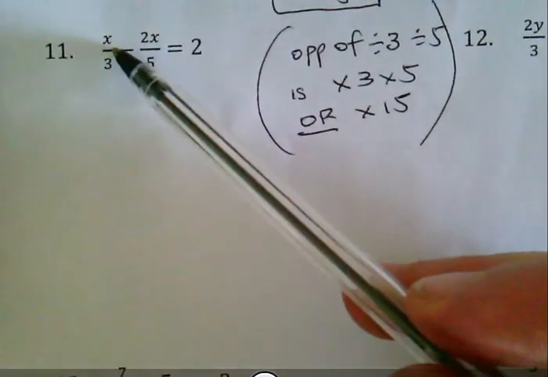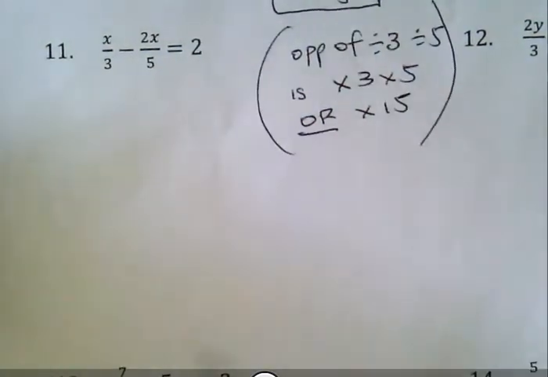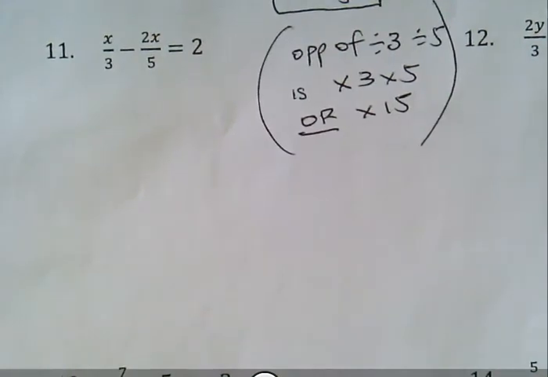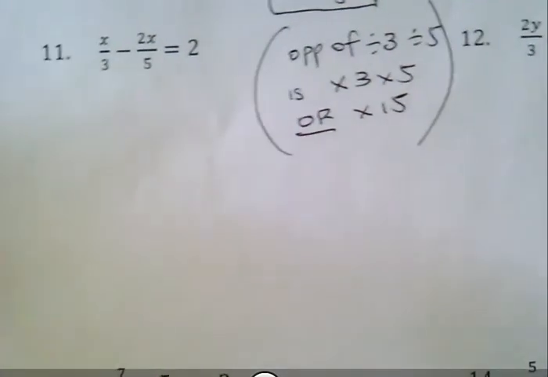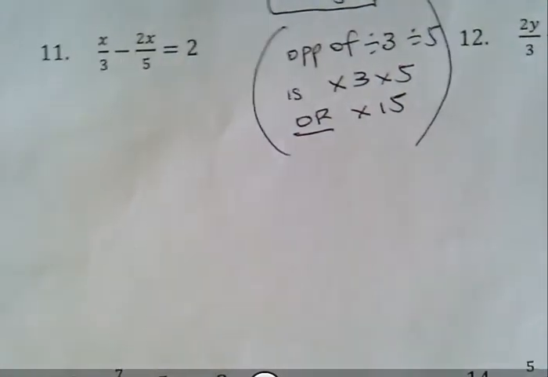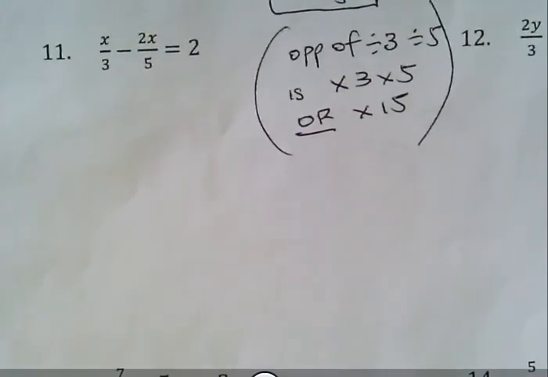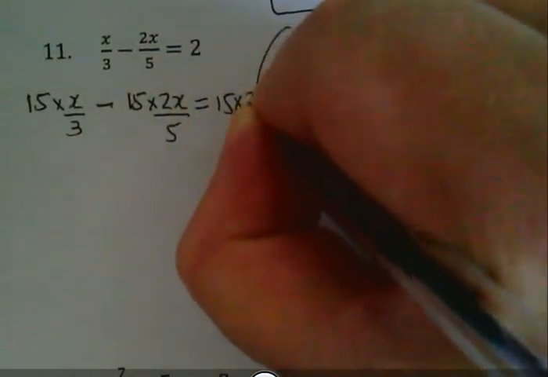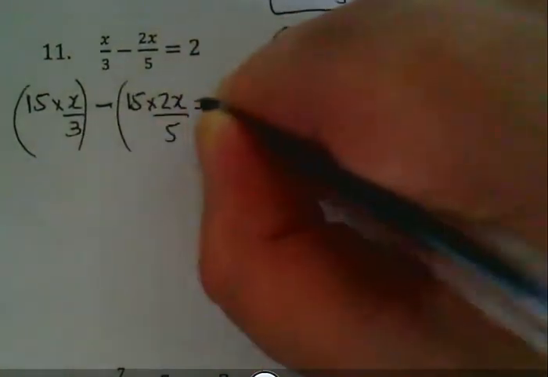Normally you would do the inverse operation of divide by 3, then the inverse operation of divide by 5. But we can just do the times 3 times 5 all in one go. Times 3 times 5 is multiplying by 15. However, we need to multiply everything by 15. So we're multiplying everything by 15. So 15 times x over 3 minus 15 times 2x over 5 equals 15 times 2.